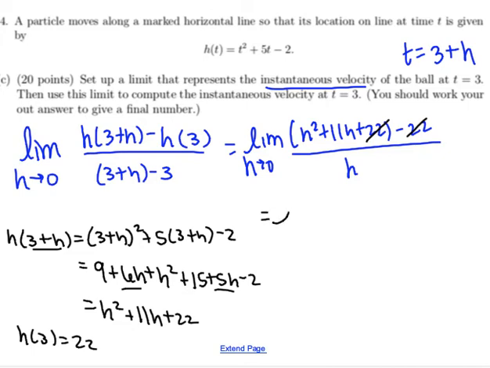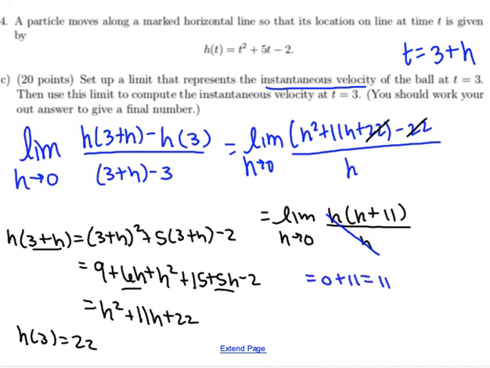Then I would have my limit as h approaches 0. Factor out my h. Cancel those h's out. And now, can I plug in 0? I can. Plug in 0 for each h. 0 plus 11, which is 11. And then it would be the same idea. I had y values, which gives me my units over my time. So units per second.